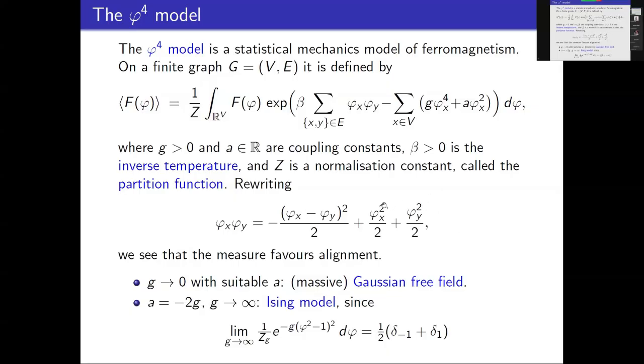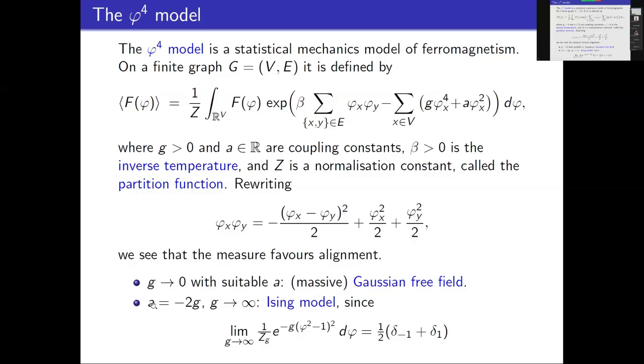If it's larger than this value, then you get the massive one. And if it's more than this value, then you get nothing, because these integrals don't converge. So you don't have a model if A is small enough in this case. And in this way you can get the Gaussian free field, and you can also get the Ising model as some sort of limit.